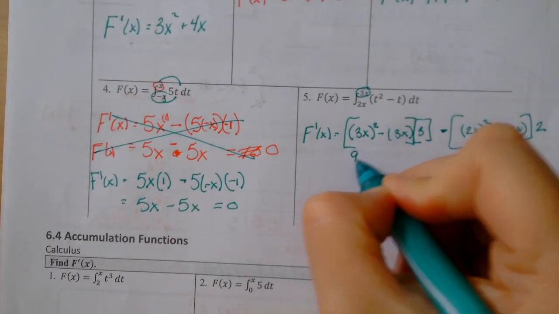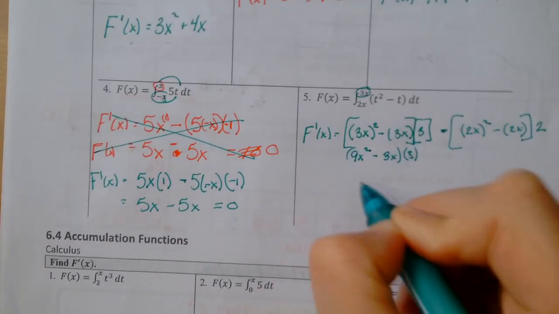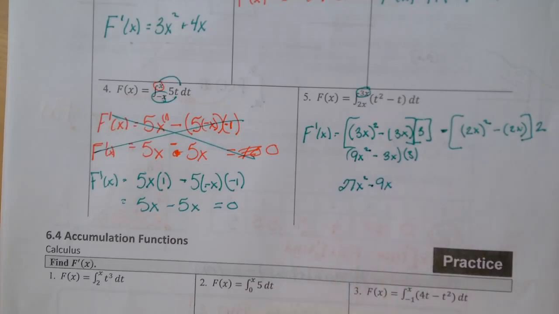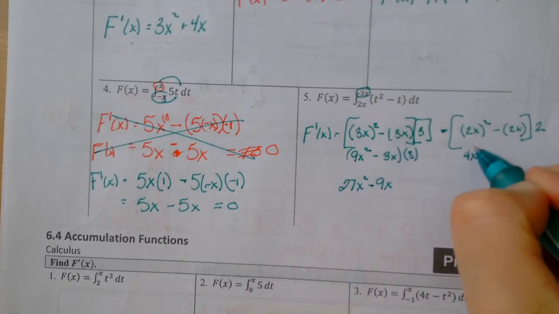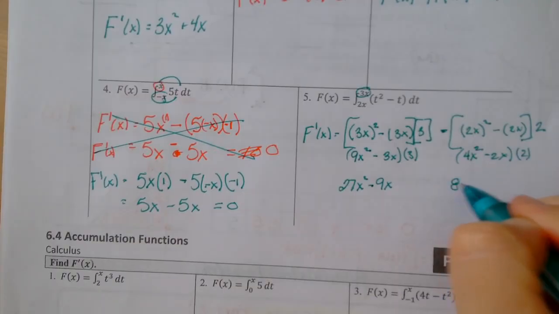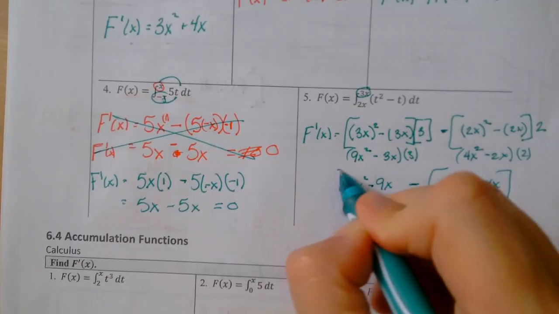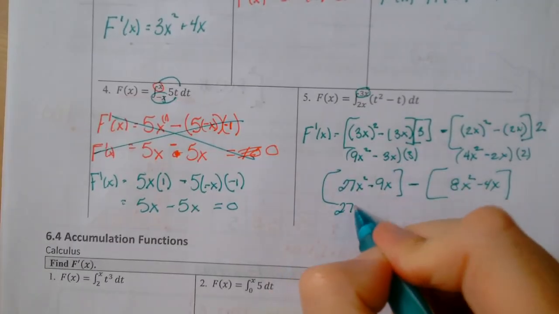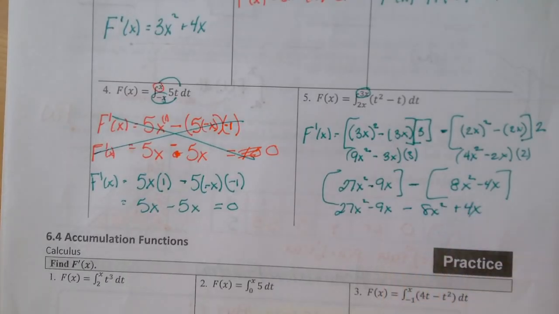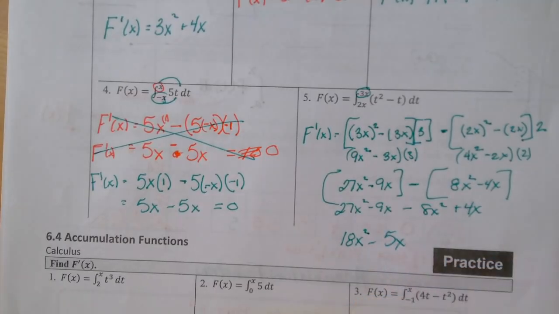So let's check my math here. This is going to be 9x squared minus 3x times 3, so 27x squared minus 9x. This is going to be 4x squared minus 2x times 2, so that's 8x squared minus 4x. And I'm going to subtract those quantities. So that's 27x squared minus 9x minus 8x squared plus 4x. What does that get me? 18x squared minus 5x.